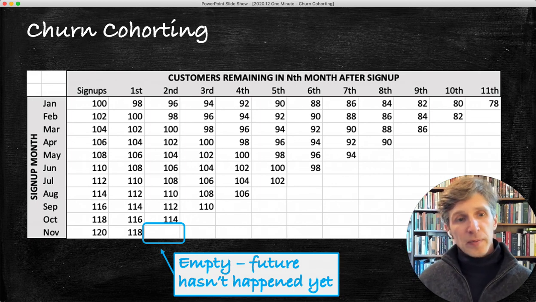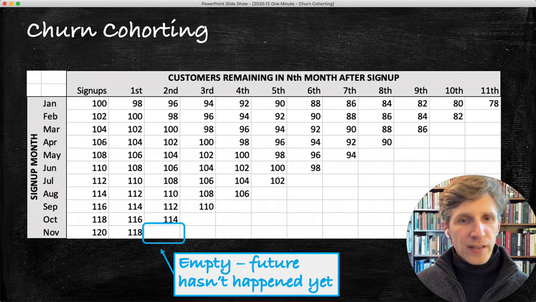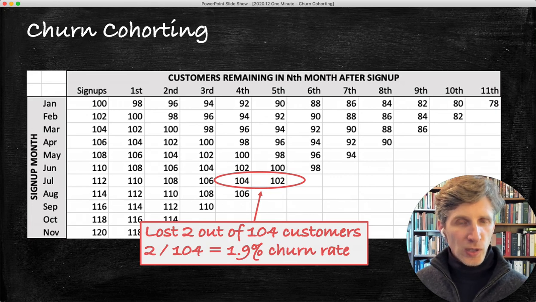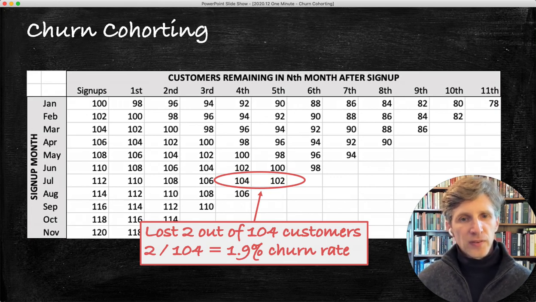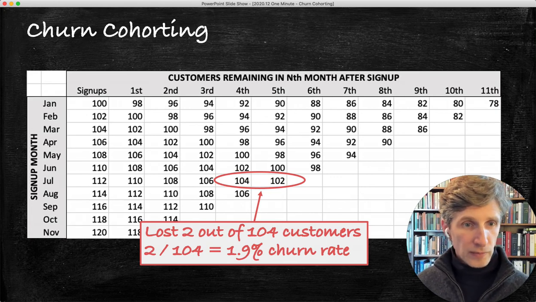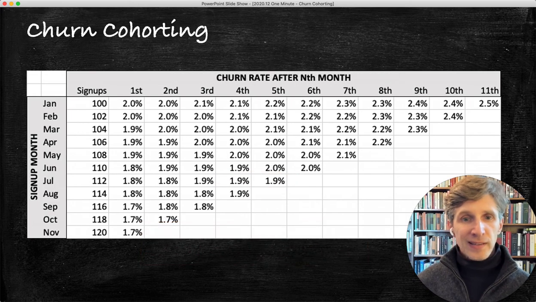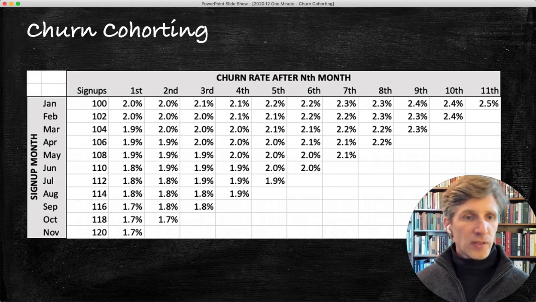Now, we've been talking about churn rate. These are counts. We can convert these into churn rate. For example, the customers that joined us in July, and after their fifth month, we lost 2 of the 104. And so we know that that equates to a 1.9% churn rate. That allows us to convert this whole chart from counts into churn.